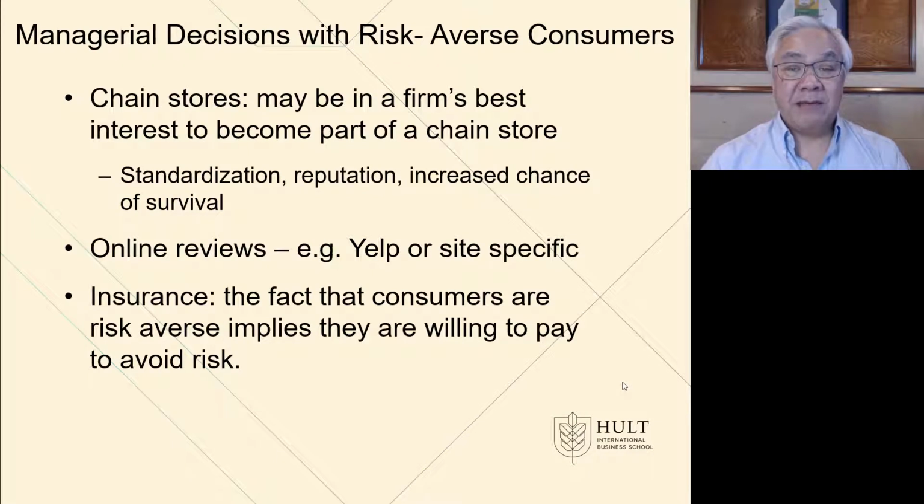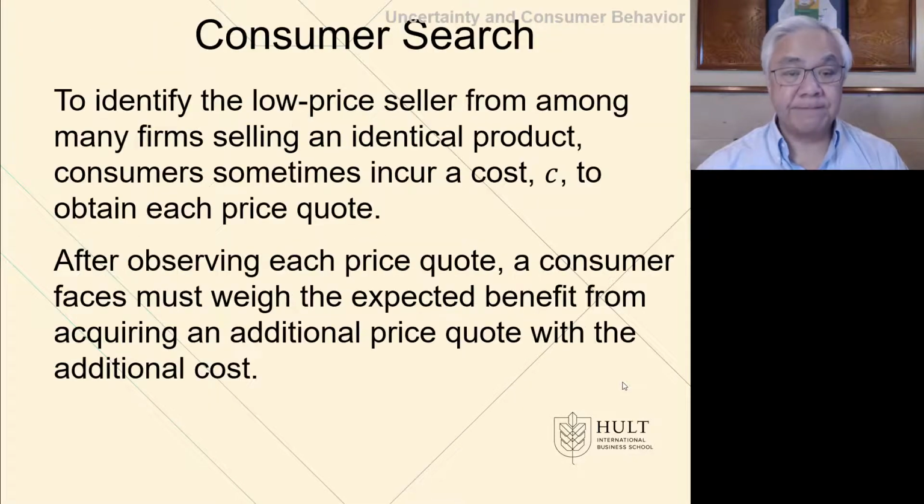Other items that we see in practice are chain stores. Chain stores are effective in part because they are standardized, there's a reputation, and there's a chance of survival, so consumers may feel more comfortable buying from a known chain store as opposed to an unknown independent store. Online reviews may also reduce the risk, such as Yelp or any site-specific reviews. And insurance. The fact that you're risk-averse means that you're willing to pay for some insurance to reduce the chance and consequences of that risk.